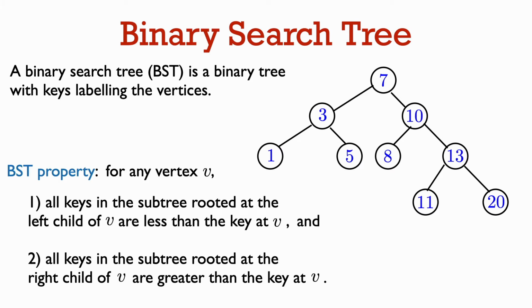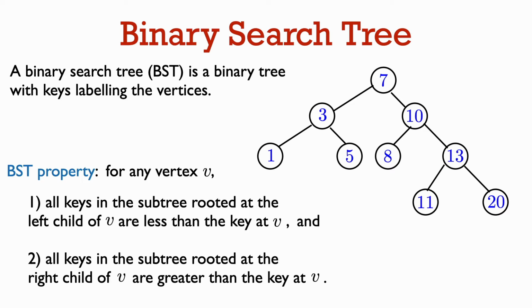Like a heap, a binary search tree has an invariant about the placement of keys in the tree. Consider any node in the tree and say that the key at this node is t. Then the key at the left child of this node must be less than t, and the key at the right child of this node must be greater than t. We call this the BST property, and this property should hold for every node in the tree.